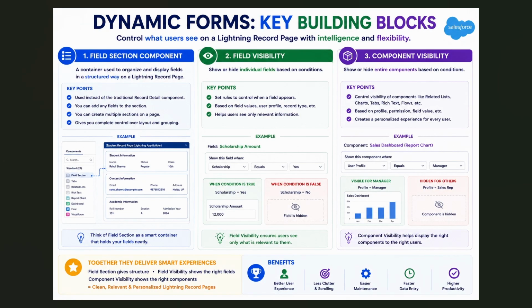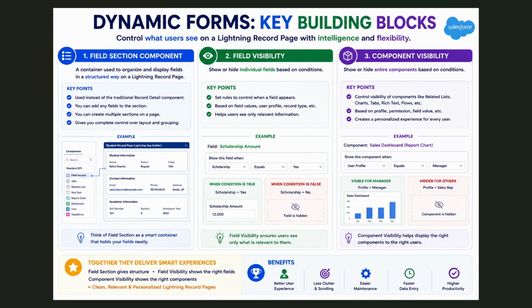Now I am going to talk about the key building blocks of dynamic forms, the things that make dynamic forms very powerful. The first is the field section component. Dynamic forms introduce a new component called field section. Instead of using the traditional record detail component, you can drag a field section into the page and then place fields wherever you want. For example, one section for student information, another for contact details, another for academic information. This gives you complete control over the page design.